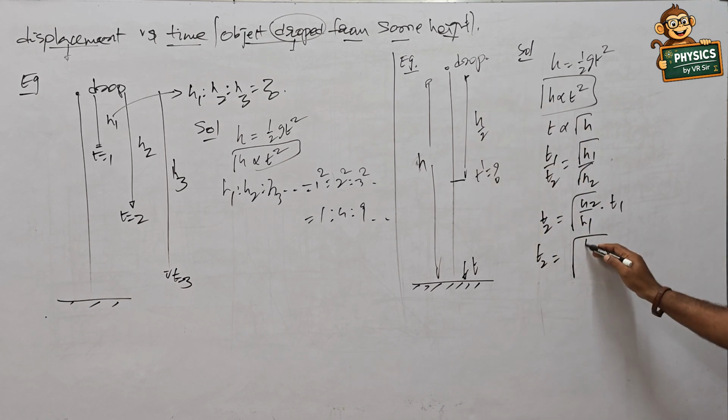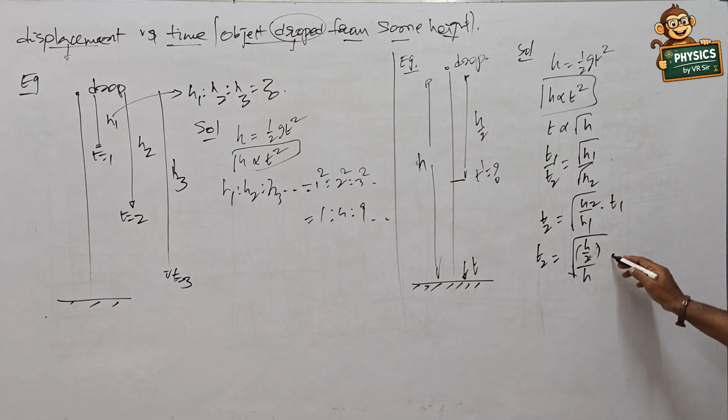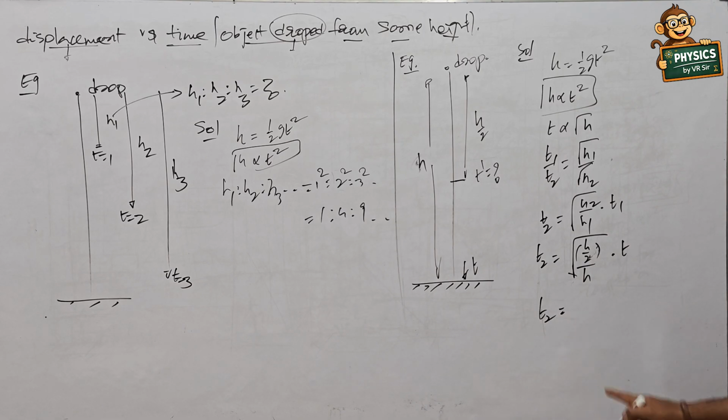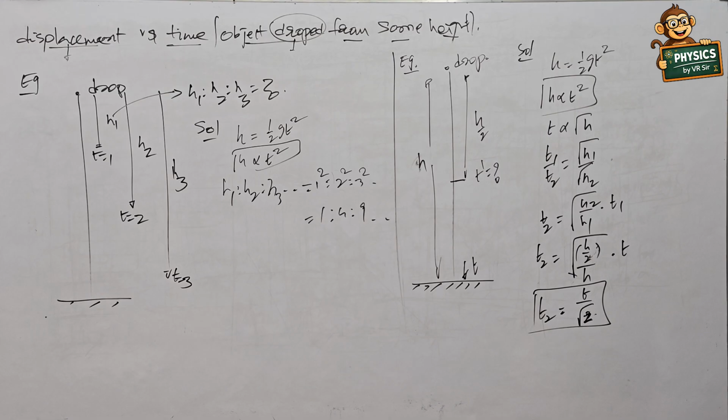So t2 is equal to root over h by 2 upon h, into t. Root h gets cancelled and 1 by root 2 is left over. So therefore t2 is equal to t by root 2. Now we can connect this with a numerical approach.